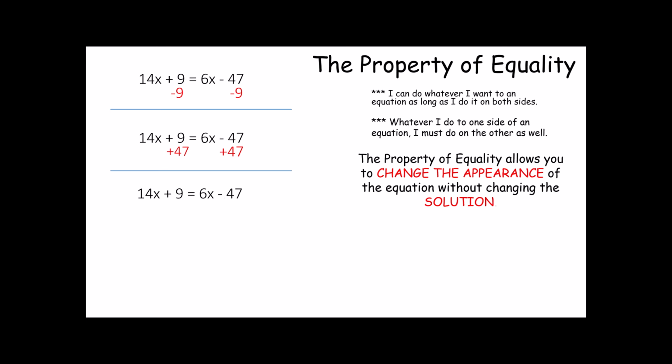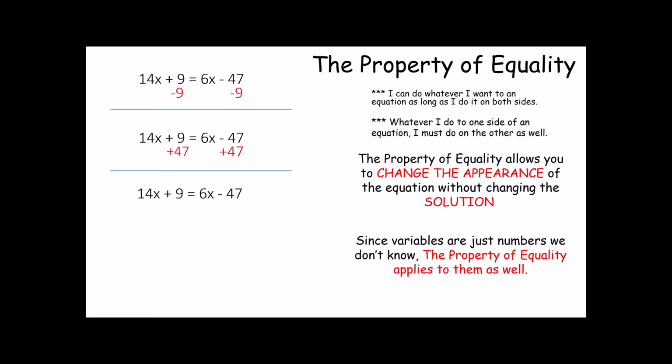The property of equality says I can do anything I want as long as I do it on both sides. So I could use the property of equality to move my variables as well. Remember, the variables are just numbers we don't know yet. I don't know the value of 6x, but whatever it is, if I were to subtract it from both sides, the property of equality says that would be fine. So in this particular problem, if I wanted, I could subtract 14x's, because 14x's take away 14x's would leave me with a 0, and the identity property says 0 plus 9, the 0 would go away.